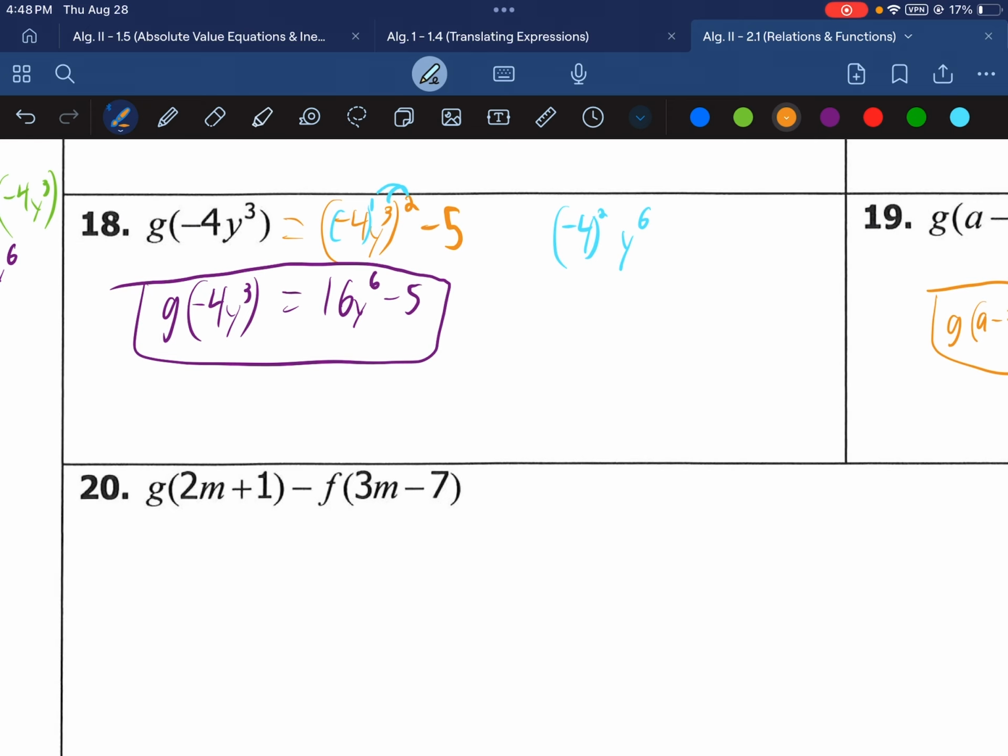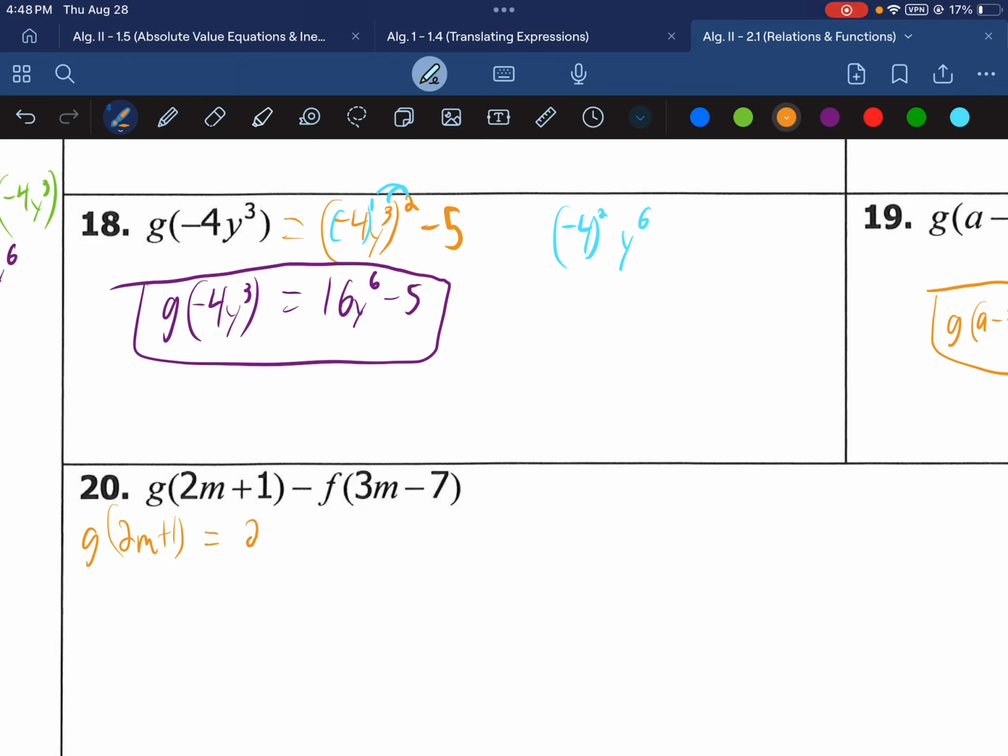So on number 20, oh boy, g of 2m plus 1 minus f of 3m minus 7. So I encourage you to do these as separate problems. If you wanted, you could do it as one big problem where you just put a bracket around your g and your bracket around the f and you subtract the 2 in the middle. But I encourage you to do these as separate problems. That's how I handle them personally. But once again, you're free to do it the other way if you'd like.